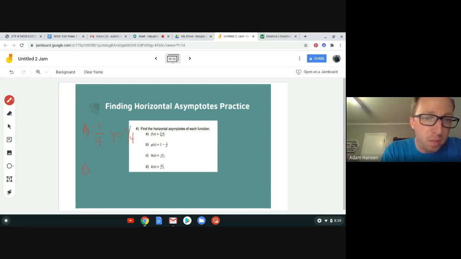For part B, take the limit as x approaches infinity of 1 minus 2 over x squared. The limit of 1 is 1, 2 over x squared is 0. We'll have a horizontal asymptote at y equals 1.